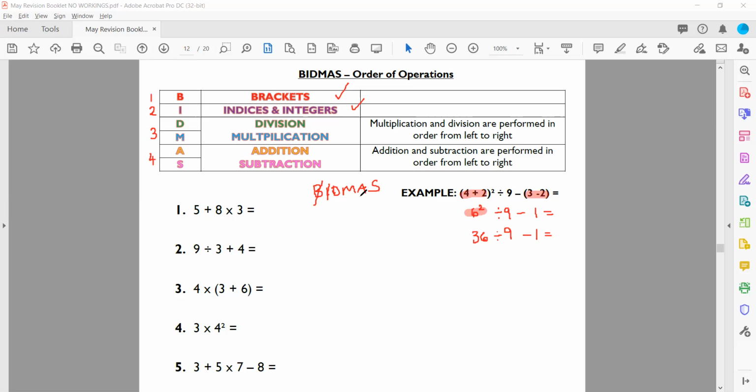Now I need to deal with any division I have. So I have division here, where I have 36 being divided by 9. Well, 36 divided by 9 is 4. Take away the 1, and again, just being methodical, tick off, I've done my division. I have no multiplication, okay, so that's fine, that's gone. I have no addition, so that's fine, and I just have subtraction left, and 4 take away 1 is equal to 3.